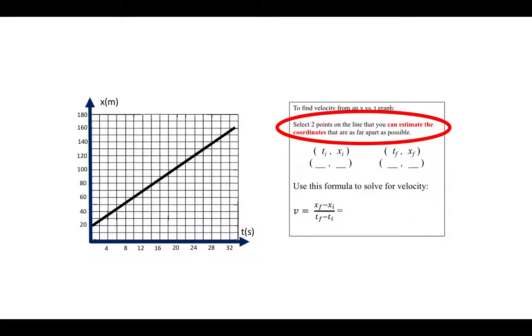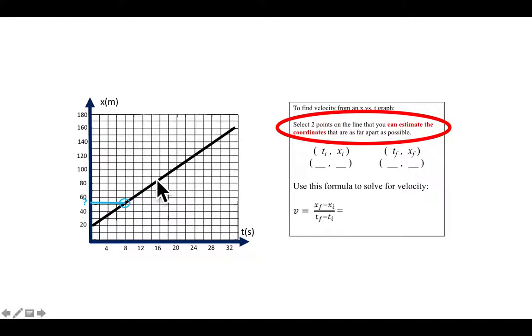So you have a handout, and it looks somewhat like this at the bottom of the page. Our first task is to select 2 points on this line that you can estimate the coordinates for and that are as far apart as possible. So remember, our overall goal is to find the velocity based on this line. So let's begin by selecting the points. So let's start with this point.